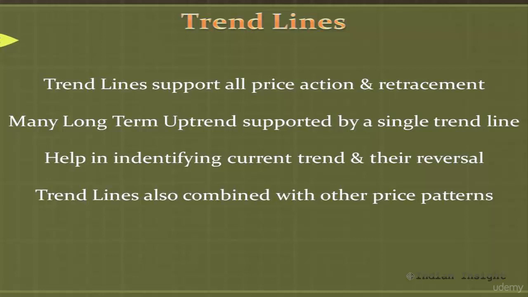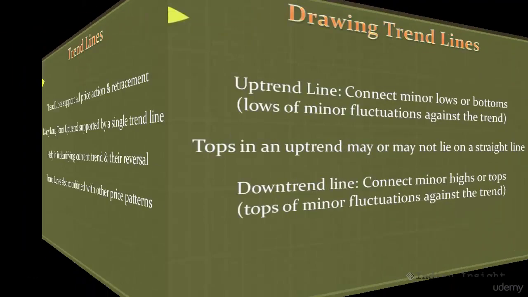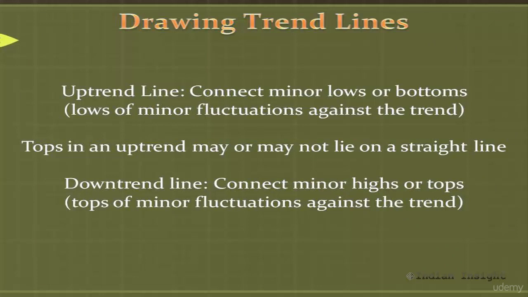Apart from this, trend lines can be combined with other price patterns and concepts like support and resistance in order to make trades. In an uptrend, trend lines are formed by joining the lows of minor fluctuations that are against the trend. So the bottoms formed by minor counter-trend moves in an uptrend are connected to form an uptrend line. The tops formed in an uptrend may or may not lie on a straight line.